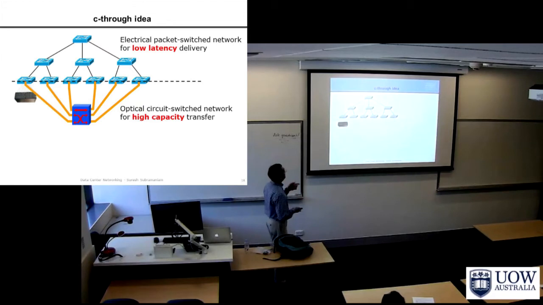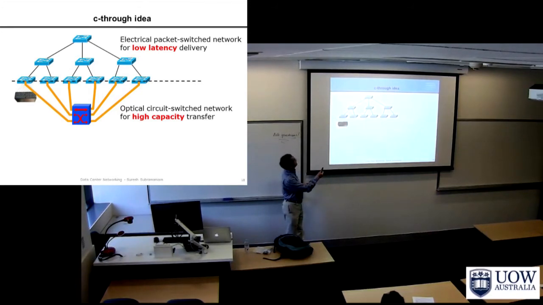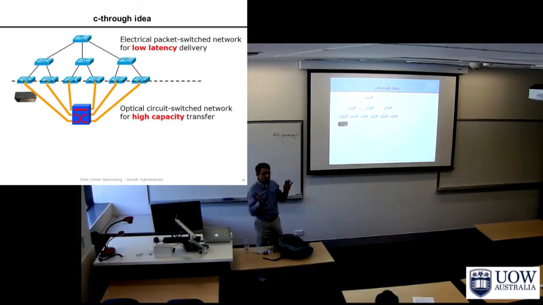So the first one is something called a see-through. Here's what they did. These are the racks of servers, as you see here, and this is your conventional tree architecture, the electrical network. They said, okay, we're going to keep that because you can't do everything with optical switching, but we're going to augment this traditional network with an optical network.